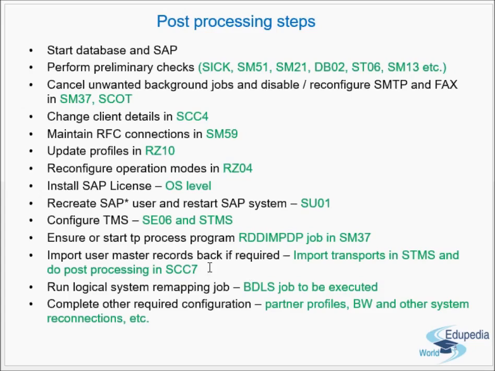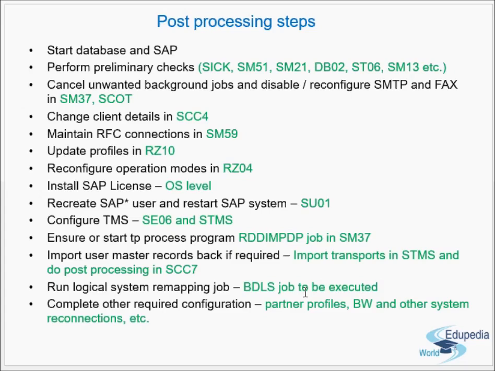Now, an important thing after refreshers is to run the logical system remapping job, the BDLS job. In all the tables, say my mirror system is GPC and my production system is GP0. The production system client is 100, so the GP0 100 system and client. The logical system name is GP0 100. Now the mirror system is GPC 100.